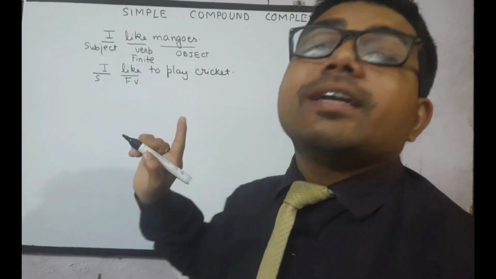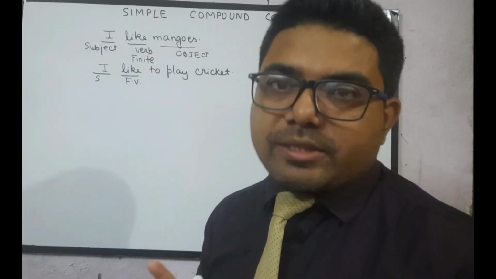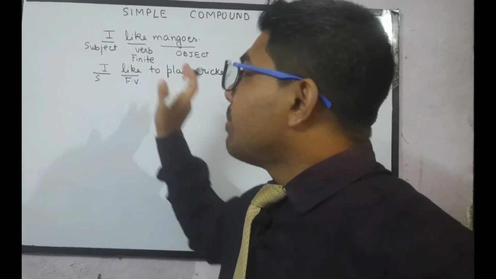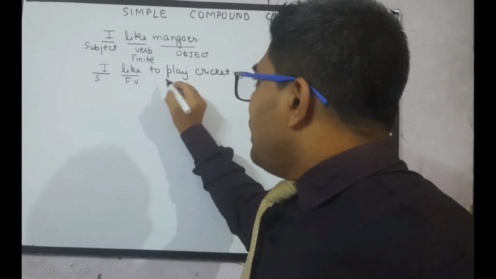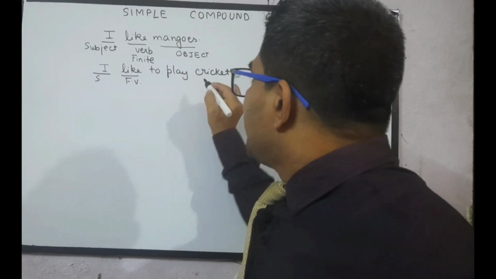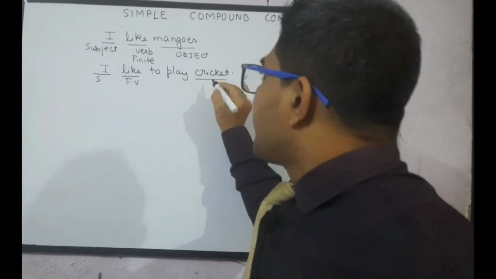To plus verb is called infinitive. To plus verb is non-finite verb. It's a non-finite verb. ये एक non-finite verb है. इसको हम लोग infinitive बोलते हैं. And I like to play what? Cricket. So cricket is the object here.